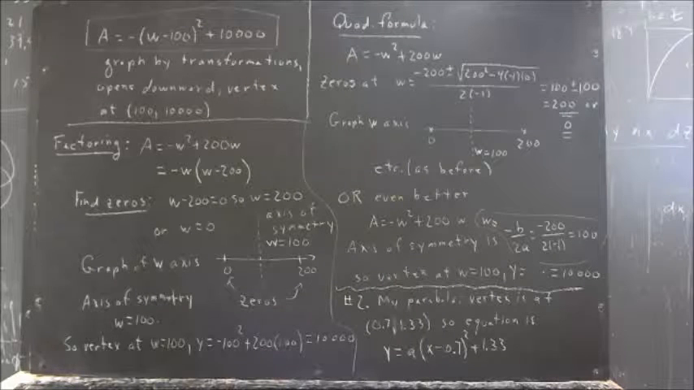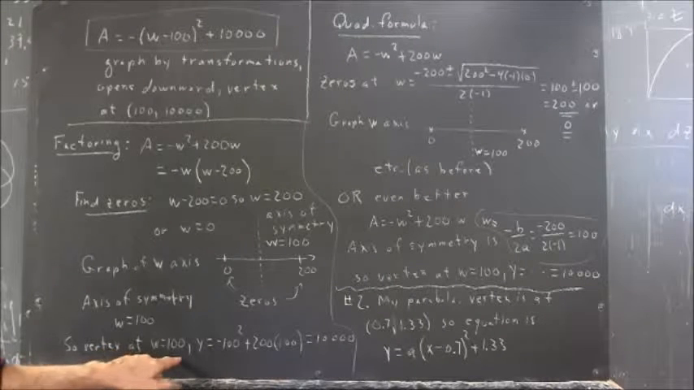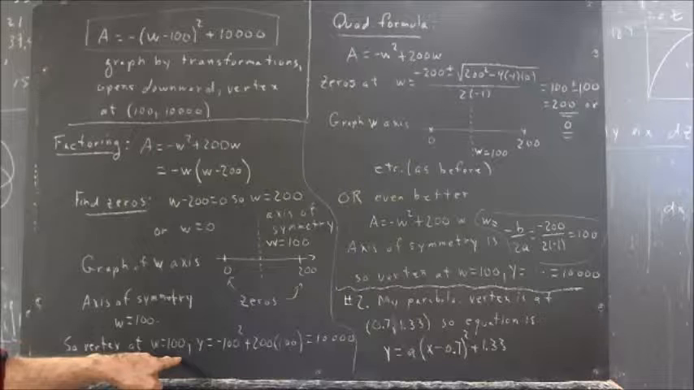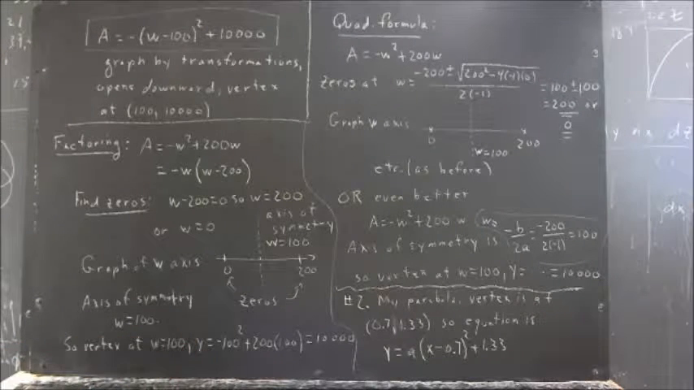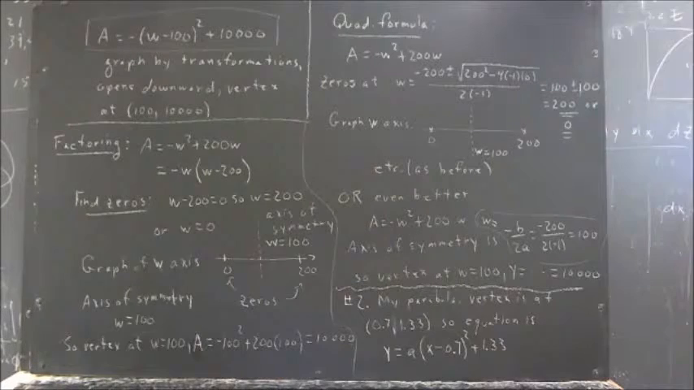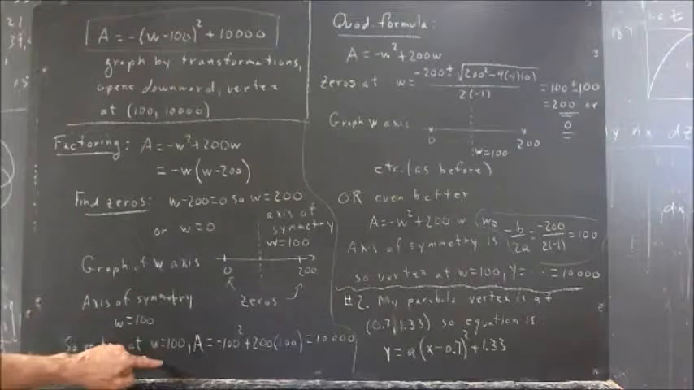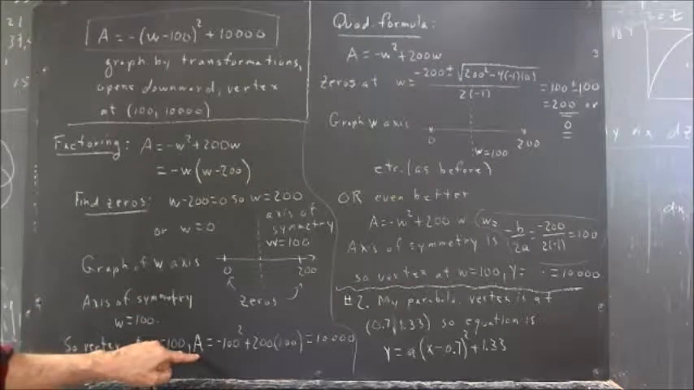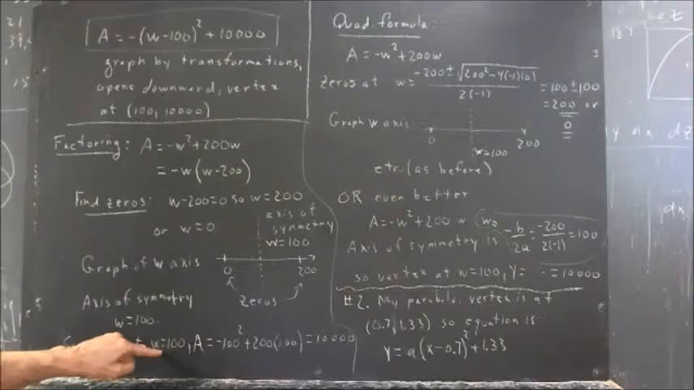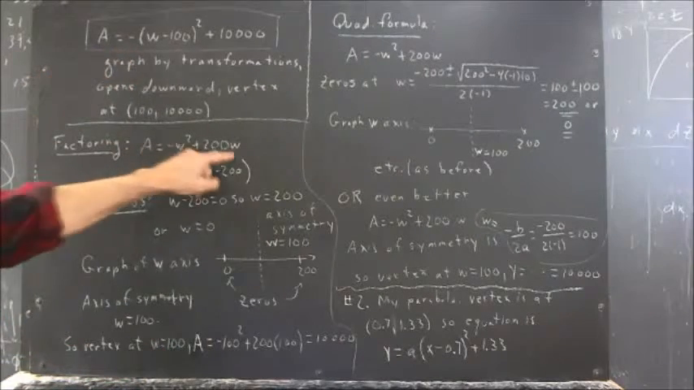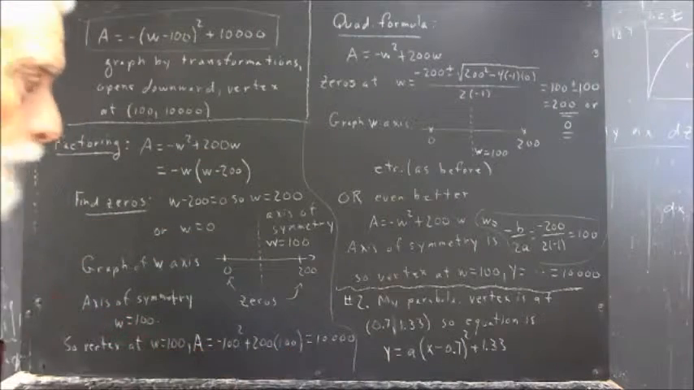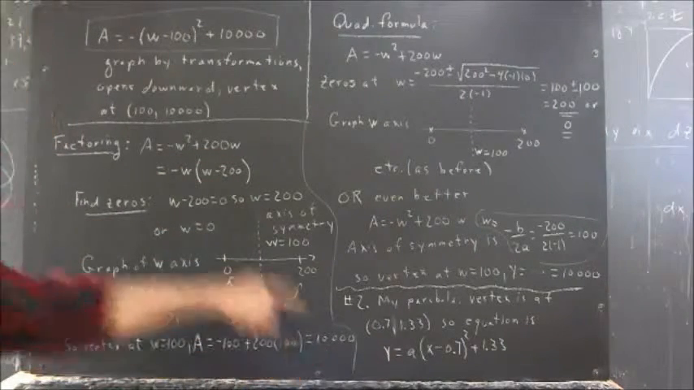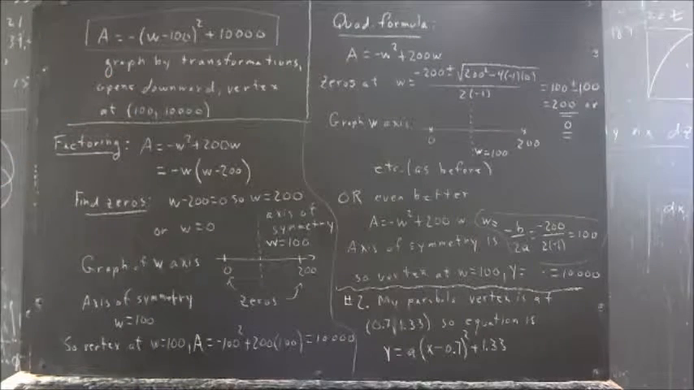Now, that means your vertex is at W equals 100, so that the area, and I've got Y here, let me pause and fix that. Okay, again, our vertex is at W equals 100. The corresponding area is found by just plugging 100 into our function. Negative 100 squared plus 200 times 100. Work it out, you get 10,000, which agrees with what you would get after completing the square.